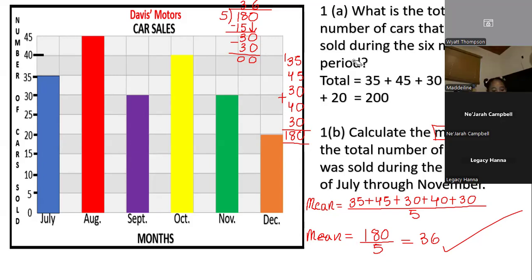5 is the only one that could go into that. No, we use 5 because how many months do we have from July to November? How many months? 5 months. And so this is 1, 2, 3, 4, 5. And so that's why we divide by 5. Does that make sense? Yes, sir.